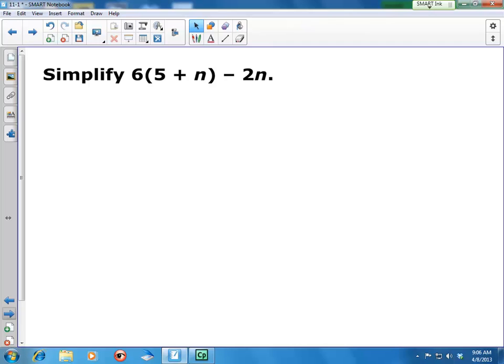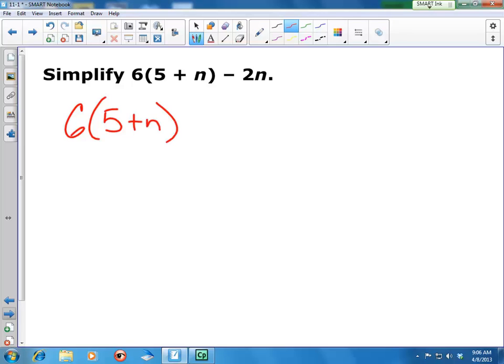This one is interesting. It says simplify 6 parentheses 5 plus n minus 2n. What do my parentheses mean? Do first. It means do it first, but they also mean multiply, right? So this means like 6 times whatever the answer to 5 plus n is, minus 2n? No, right? It doesn't make any sense because you can't do 5 plus n because those aren't like terms, so you can't combine them. No, the answer is not that. Let me tell you why.